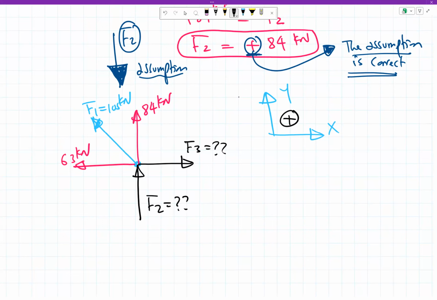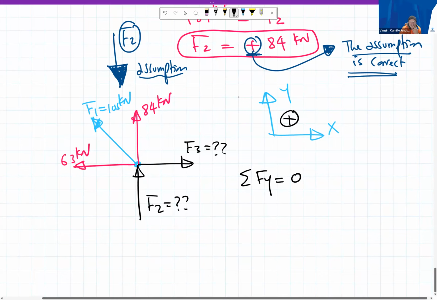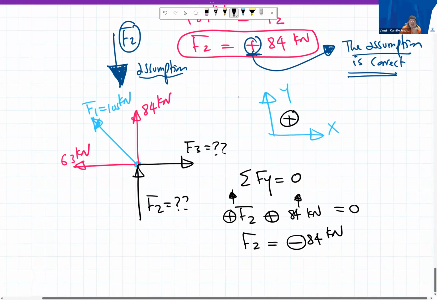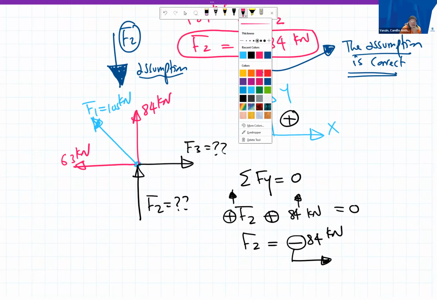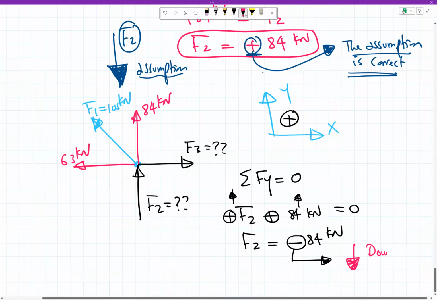So if we apply summation Y here, we will have F2 positive because it is upward, plus 84 upward, equal to 0. So how much should F2 be? Should be negative 84. Cancel out. Correct. So this negative sign, what does the negative sign indicate in this case? Indicates downward. Yes, so the negative sign here indicates the downward direction. That makes sense now.